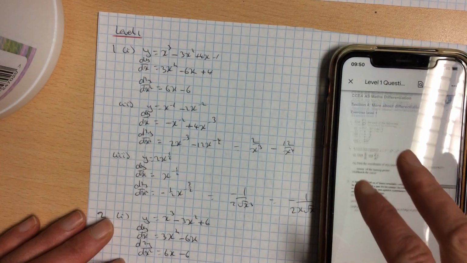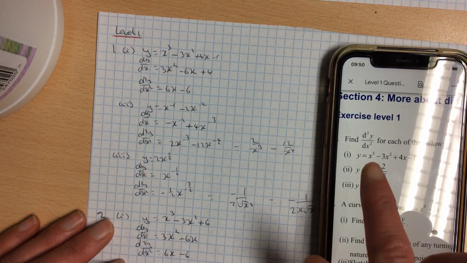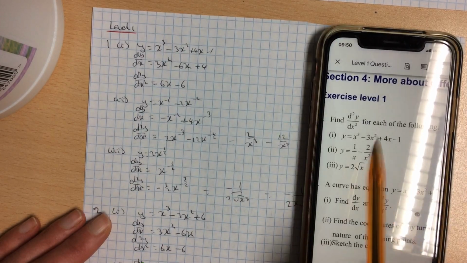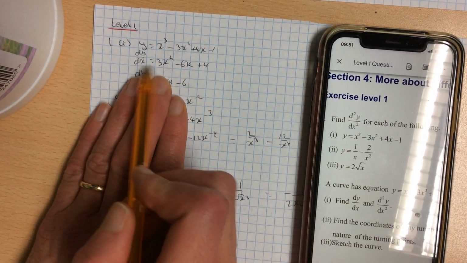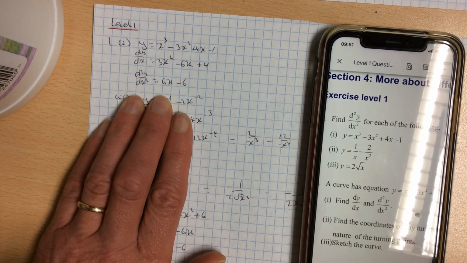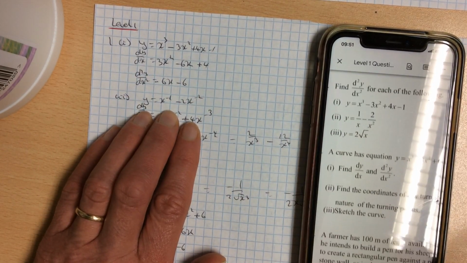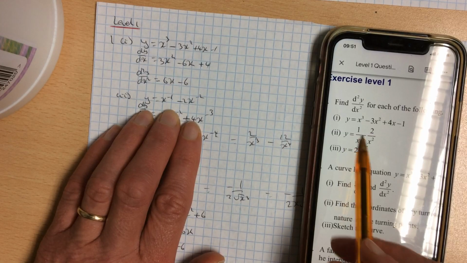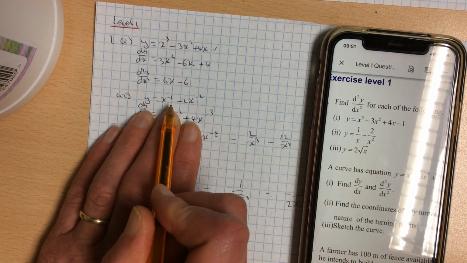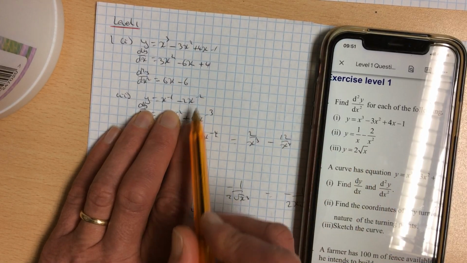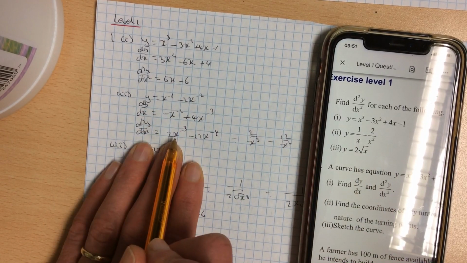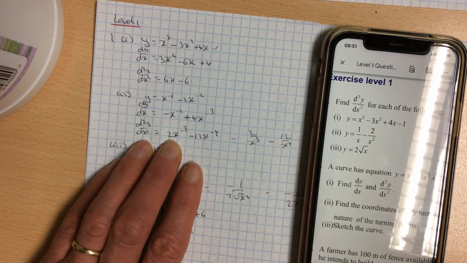Okay, I'm going to talk you through the level 1 exercise. So first of all, in each of these, you have to find the second derivative. So write out y equals, differentiate, and then differentiate again. For the second one there, just set it up right. Bring the x up as a minus 1. So it's x to the minus 1, minus 2. Bring that up as x to the minus 2. Differentiate it, then differentiate it again. And I would tidy up at the end.